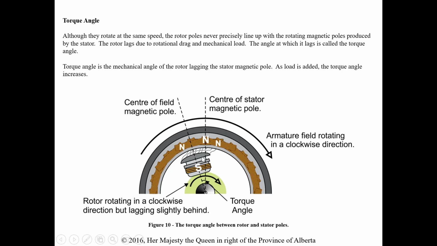Now when we talk about torque angle, we talk about that magnetic locking. And that magnetic locking isn't always perfect. It's not exactly at the north and south. There's always going to be a little bit of a drag on that based on the torque of the load. But even if we're not loaded, we're going to see a little bit of a difference there. So they won't exactly line up, again, because we have rotational drag and then potentially mechanical load. So the angle at which it lags is called the torque angle. That's the angle between the generated voltage and basically our reference of 180 almost.